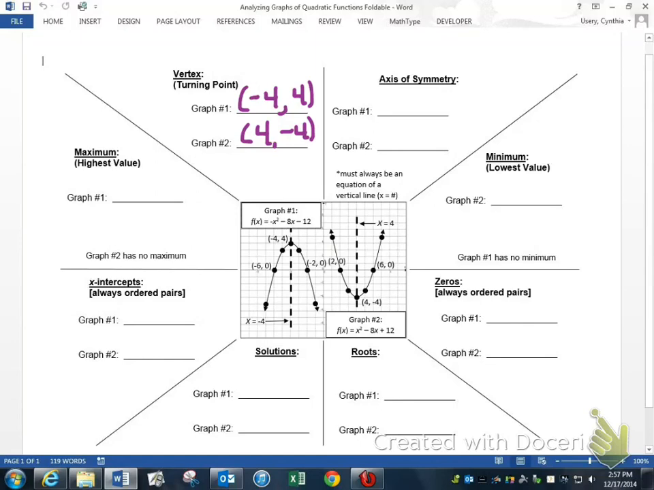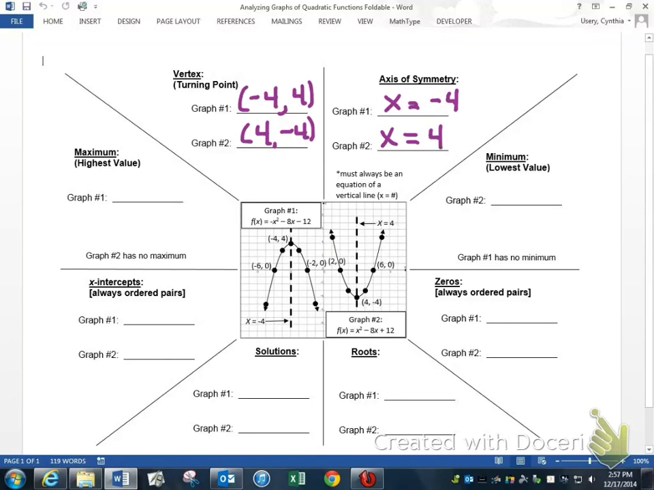On graph 1, the equation of that line is x equals negative 4, and an axis of symmetry must always be written as an equation of a vertical line, which is always going to be x equals. And the number that it's going to be equal to is always your x value in your vertex. On graph number 2, you can see that the axis of symmetry is a vertical line. Its equation is x equals 4.